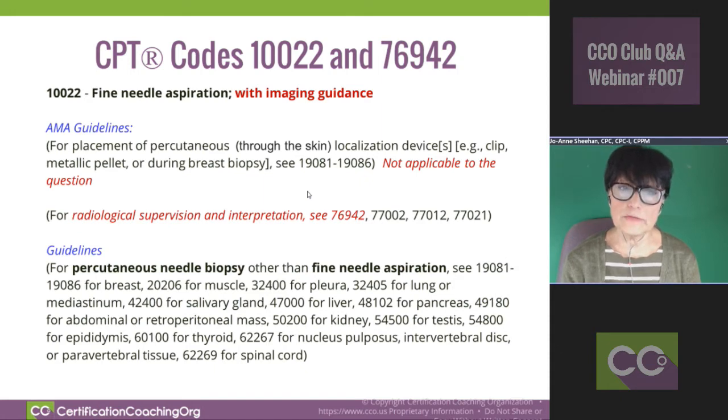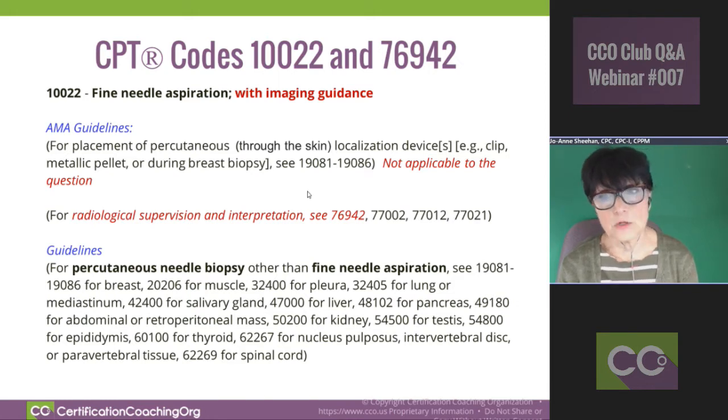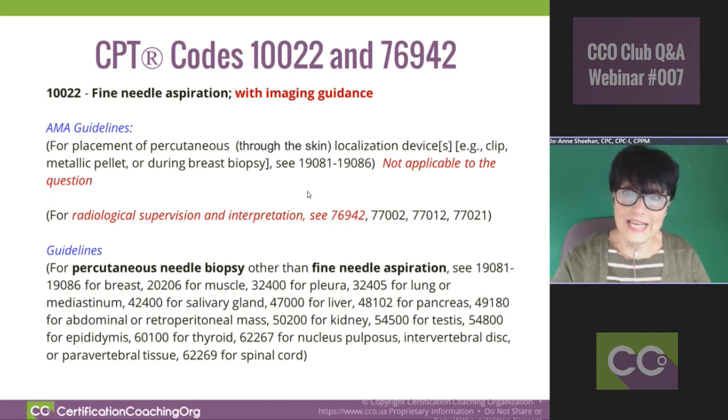So in this case, the first thing it says is AMA guidelines for placement of percutaneous, which means through the skin, localization devices such as clips, metallic pellets, or during a breast biopsy. And if it is during a breast biopsy, it says 19081 through 19086. But that really is not applicable to this question, but it's in the guidelines, so you have to scan it.